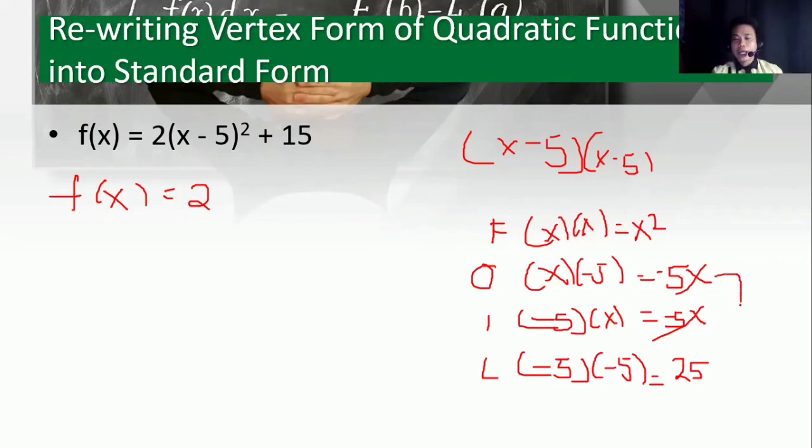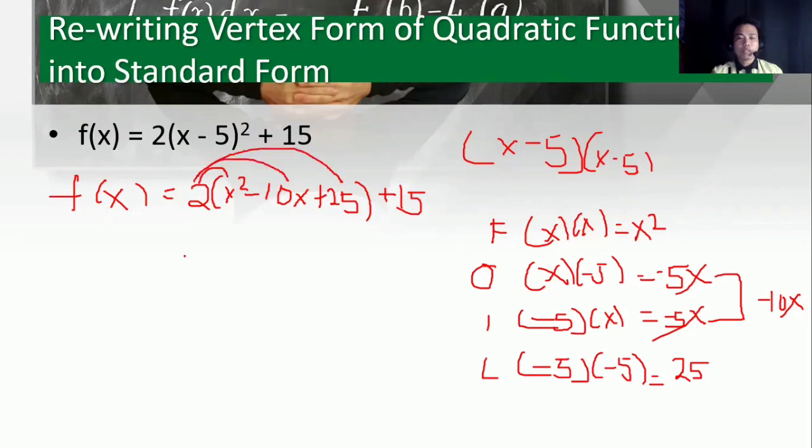Then, add the like outer and inner term, negative 5x plus negative 5x. The answer is negative 10x. So we have 2 times x squared minus 10x plus 25. Then, we write the constant k, we have positive 15. Again, step number 2 is to distribute 2 by distributive property to x squared, negative 10x, and positive 25.